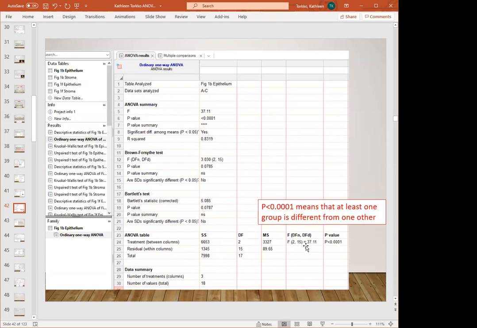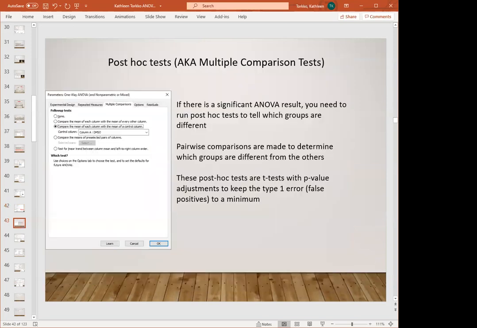And it used to be you'd look up a table with these parameters and you come up with a p-value, but Prism and other statistical programs will calculate a more exact type of p-value. And what it's saying with this p-value is that there is at least one group different from one other.